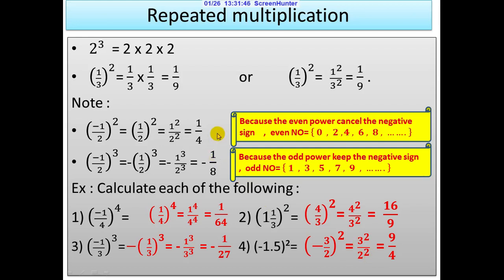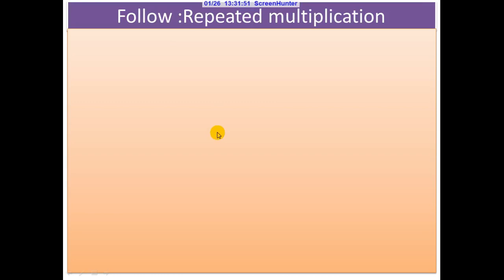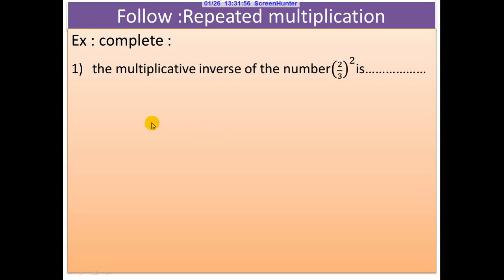Okay, let's see more exercises on this lesson, on repeated multiplication. This exercise completes the lesson. He asked me to find the multiplicative inverse of the number 2/3 raised to power 2. Before finding the multiplicative inverse of this rational number, as a first step we must calculate the result of 2 over 3 raised to power 2 by using your calculator. 2 over 3 raised to power 2 equals 4 over 9.